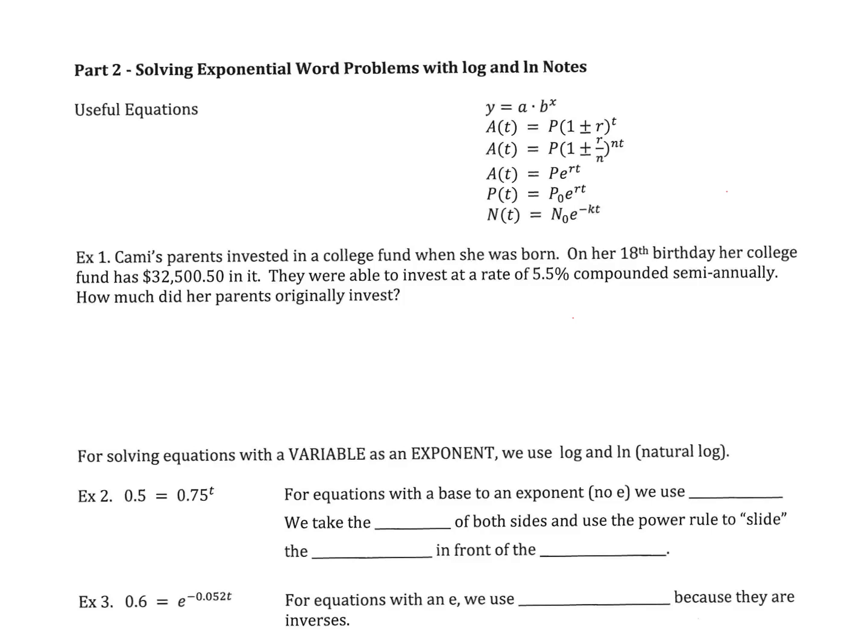Hi class. So now this is part 2 of our solving exponential word problems with log and natural log notes. First of all, I want you to take a look at our equations that I have here, and you'll notice that the first three are very similar to what we were working on in part 1. The last three now are all problems that use e, which was introduced in our part 1 notes, and we're going to use it more here. These are all problems where something grows continuously, it decays continuously, it compounds continuously.